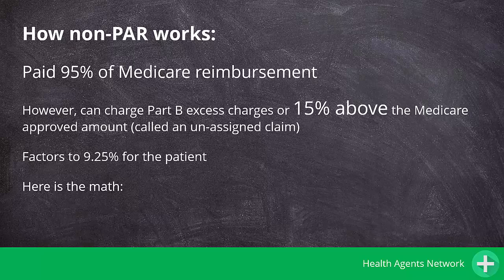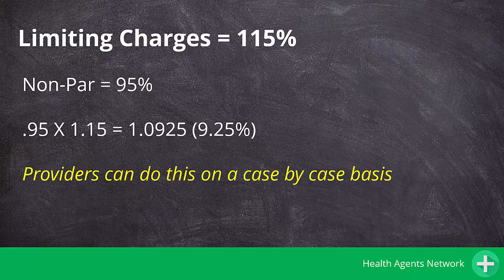How does that work? Good question. The limiting charge or the excess charge is 115% of the Medicare allowable rate. But remember, they can only bill at 95%. So if you take 0.95 for 95% and 1.15 for 115%, it equals 9.25%.